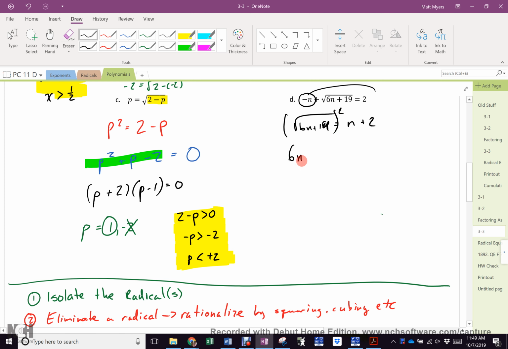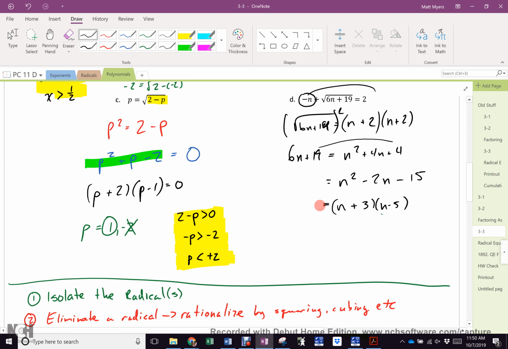Now, this side's easy. This side, I got to remember how to do binomial expansion. N squared plus 4n plus 4. Now what? Collect your like terms. N squared minus 2n, plus 4. N squared minus 2n. Now, when this comes over, it's going to be negative minus what? 15, right? Then simplify. N plus 3, n minus 5. And what does all that equal?